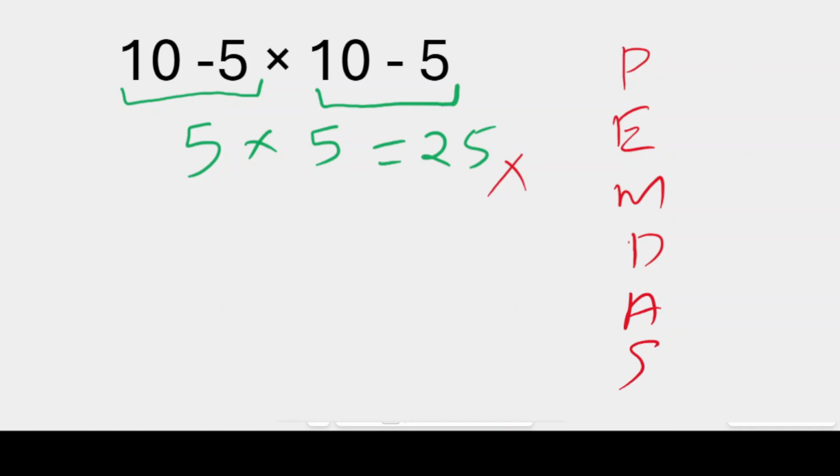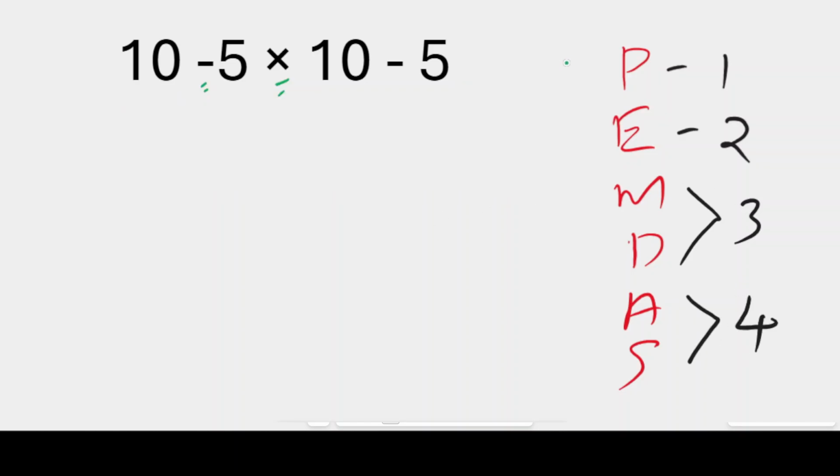According to PEMDAS rule, parentheses have higher priority, then exponents, then multiplication and division have the same priority, then addition and subtraction have the same priority. So, according to PEMDAS rule, multiplication has higher priority than subtraction. So, we have to calculate the multiplication first.